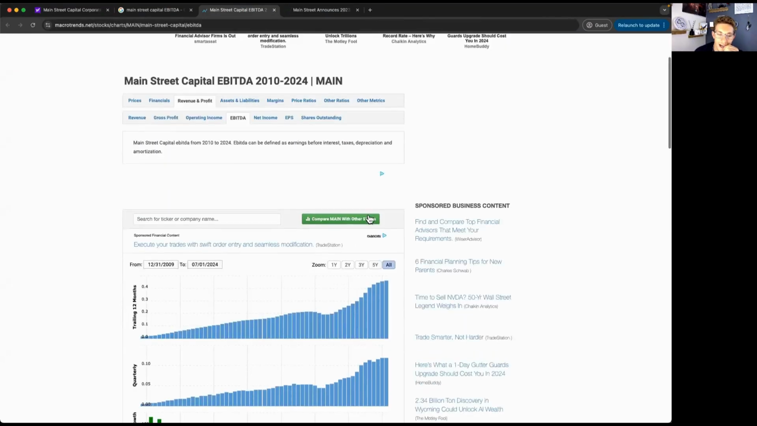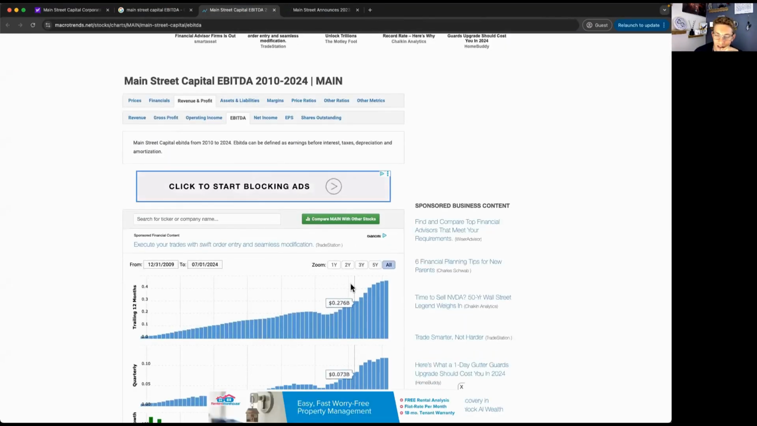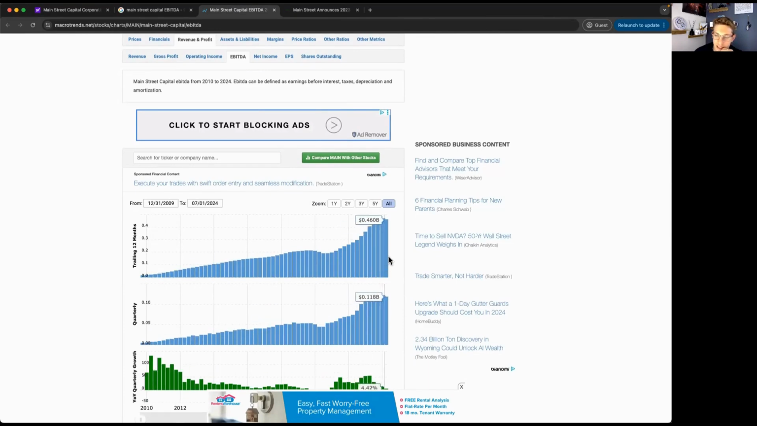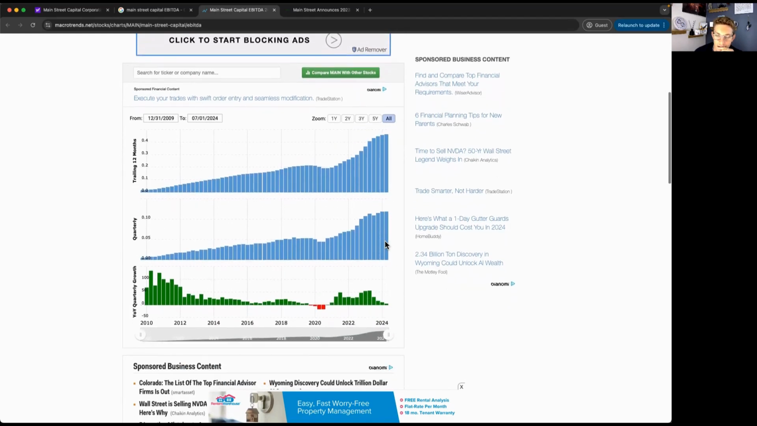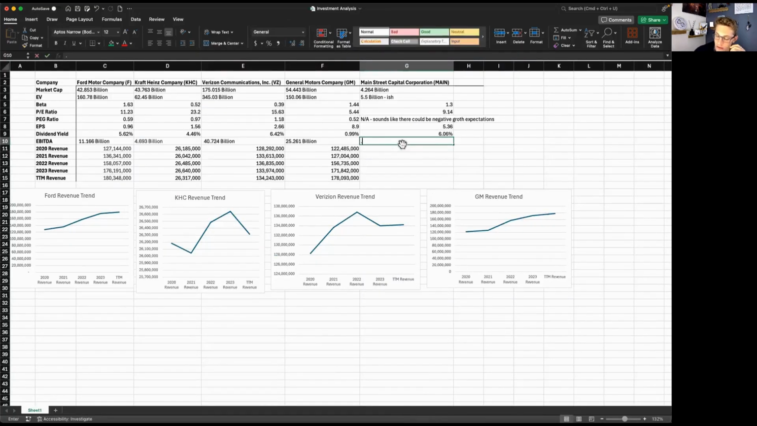So EBITDA. Yep, that's fine. Trailing 12 months, as of 2024. This is what I want to see right here. So EBITDA, that's the number I want: just trailing 12 months, this top row, and I want it over all time, and it's 0.460 billion. So much, much smaller. Now that is still $460 million in the last 12 months.